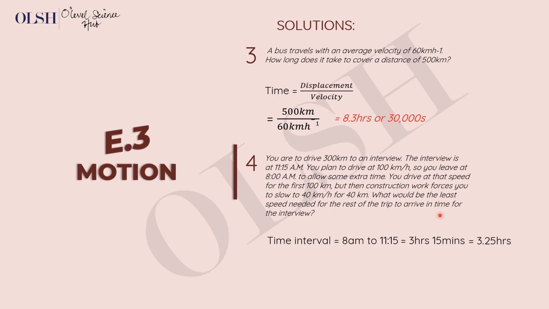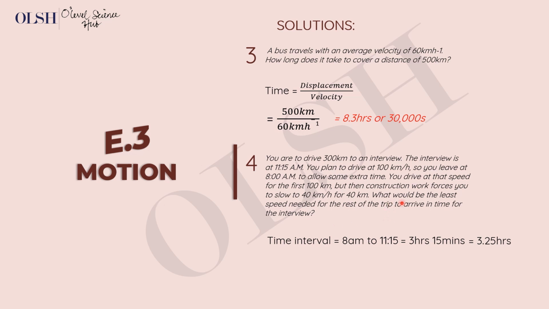So you are looking to drive 300 kilometers, but you're also looking to make sure you are there in 3.25 hours. Now you plan to drive at 100 kilometers per hour. That was your plan. You drive at that speed for the first 100 kilometers. Now construction work forces you to slow down to 40 kilometers per hour for 40 kilometers. So your first 100 kilometers, you did at a speed of 100 kilometers per hour. Your next 40 kilometers, you did at a speed of 40 kilometers per hour.